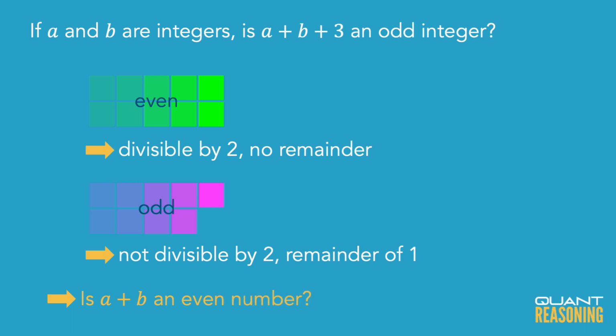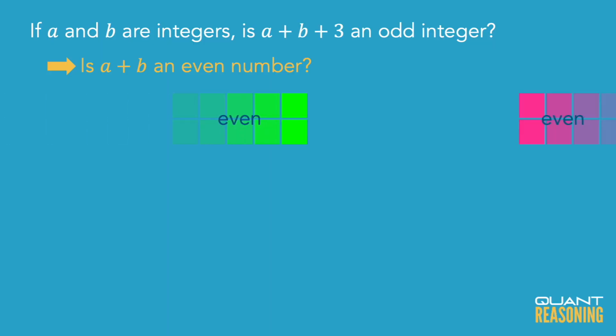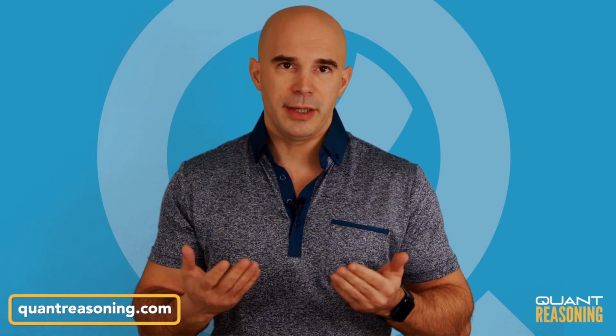All right, because if a plus b plus 3 is odd, then a plus b, just that part, would be even. So the question wants to know, is the sum of these two unknown integers, a plus b, an even number? Now, given that a and b are integers, there are only two ways in which their sum would be even. Either a and b are both even, so neither of them has a remainder in the world of divisibility by 2, so therefore when you add them, there's still no remainder. A remainder doesn't just come out of nowhere. If neither of them has a remainder on its own, the sum won't have a remainder either.